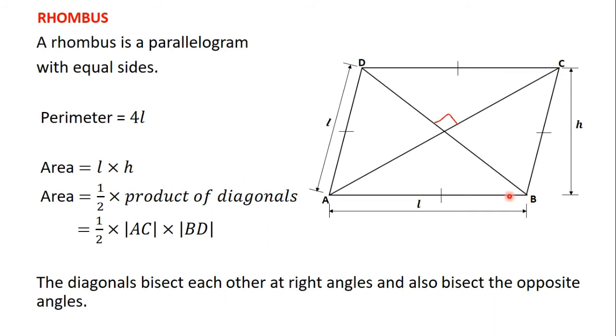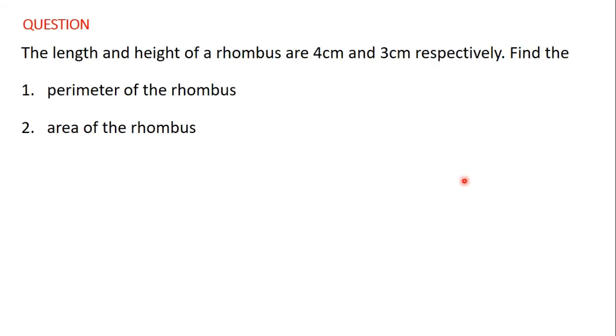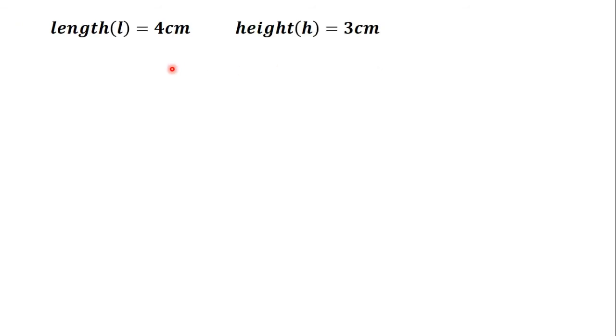Let's use what we've learned so far to solve a question. The length and height of a rhombus are 4 centimeters and 3 centimeters respectively. Find the perimeter of the rhombus and the area of the rhombus. So the length is 4 centimeters and the height is 3 centimeters, and we are supposed to find the perimeter and area.